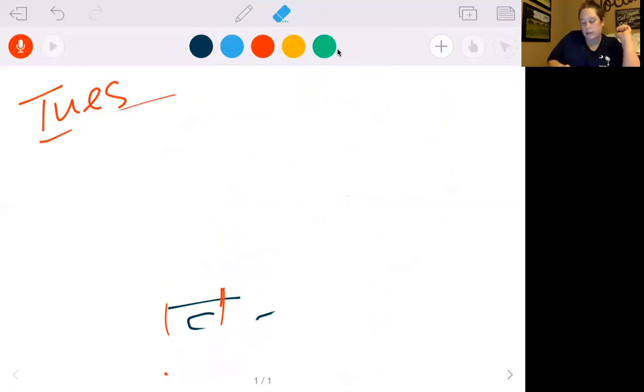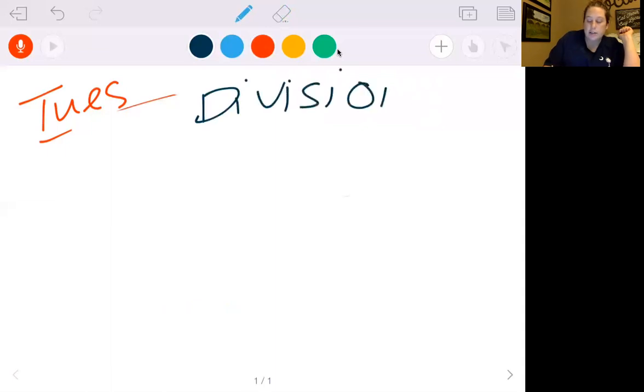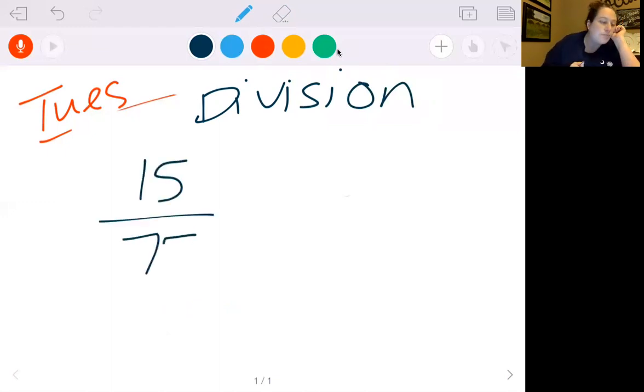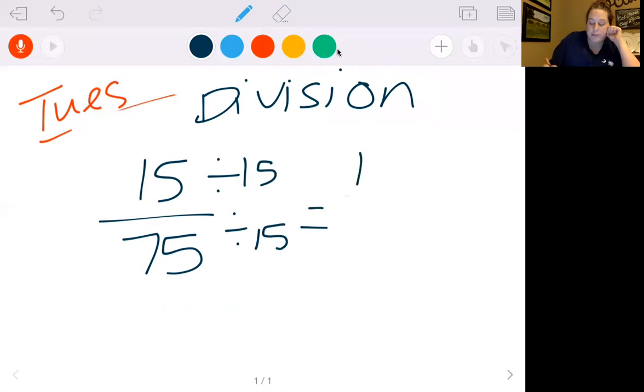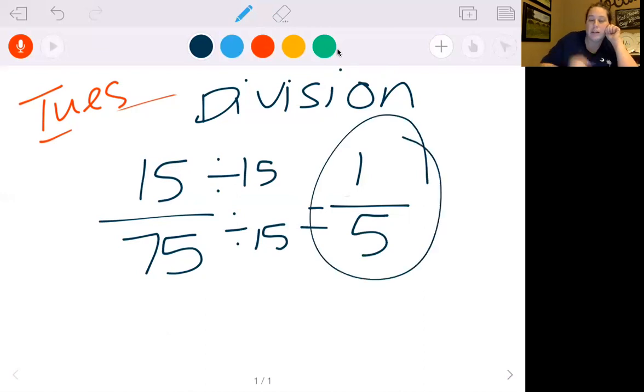Sorry, there's not an easier way to erase it all. Okay, now for division, it's the same way. You just have to divide by the same number on the top and the bottom. So let's do 15/75. We can divide each one of them by 15. So 15 divided by 15 is 1. 75 divided by 15 is 5, because I can't read. Sorry. So 1/5.